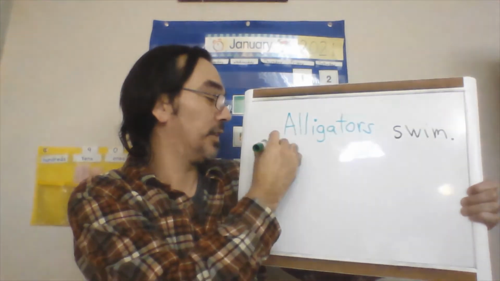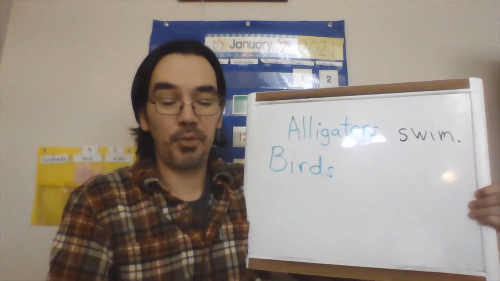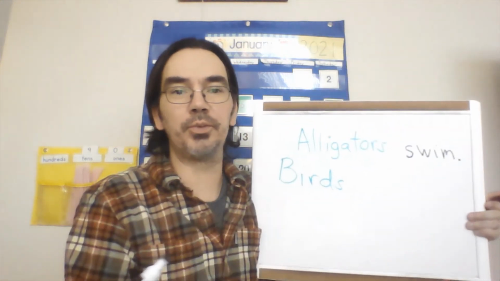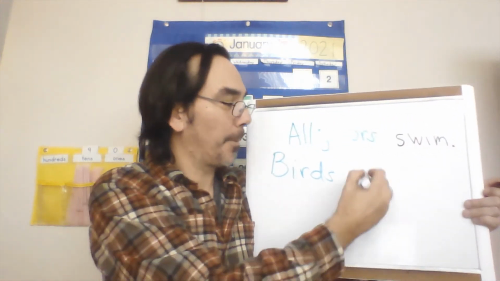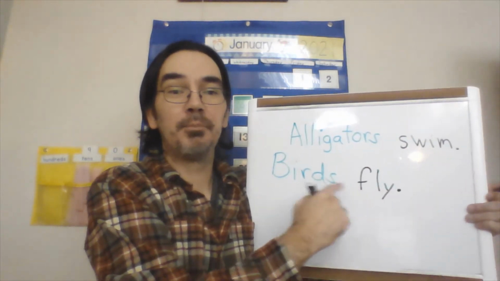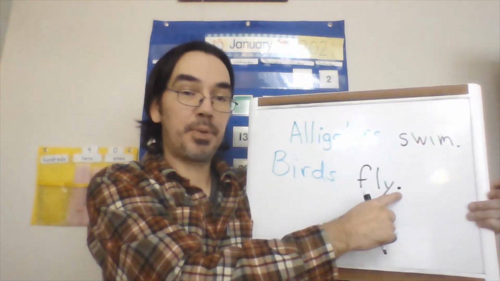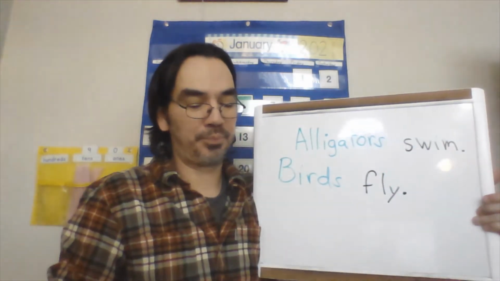So let's say, for example, birds. There's my naming part. What did I name? Birds. Let's see, something that birds can do. That's a tough one, huh? Birds fly. Here is my telling part. Birds fly. And again, capital, period. Right? Capital, period.